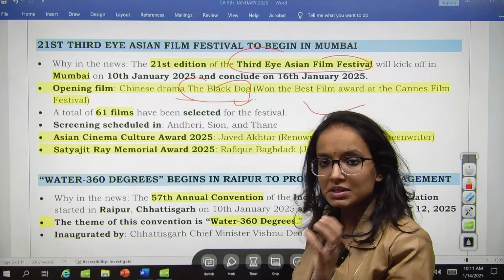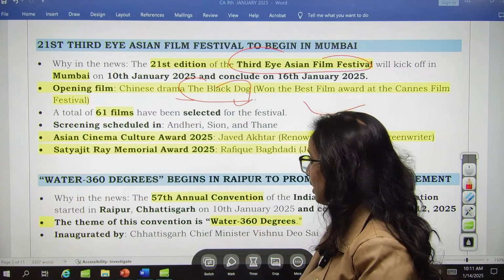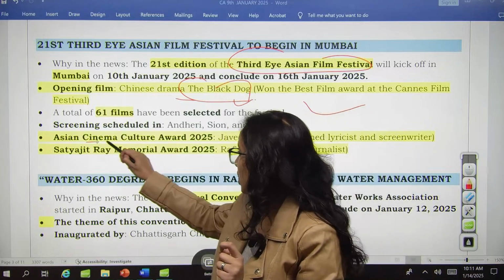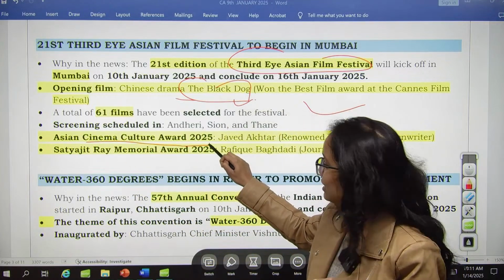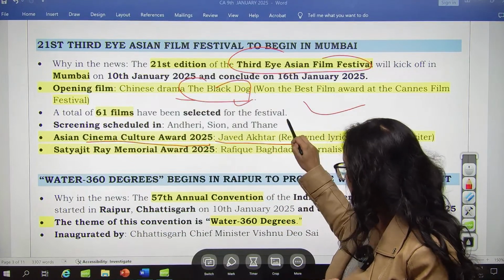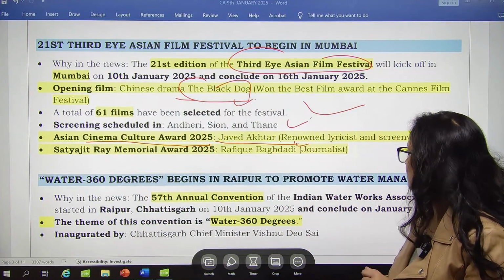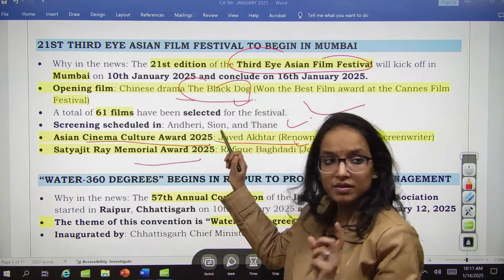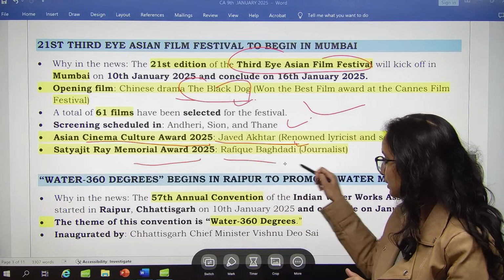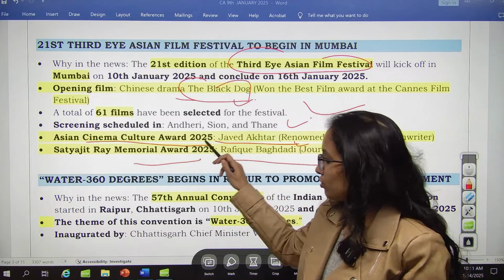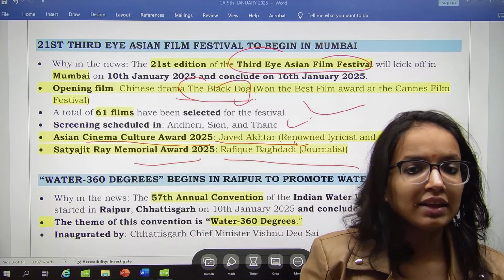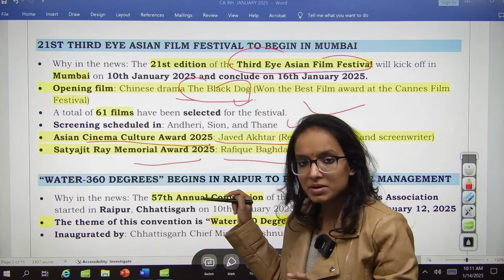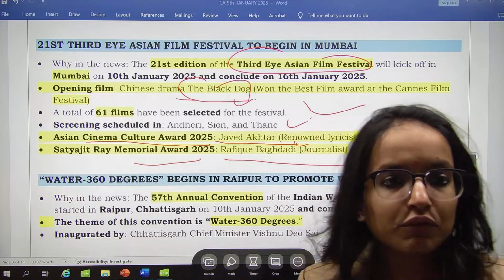Then a total of 61 films will be screened here. And in this event, remember, Asian Cinema Culture Award 2025 is to be provided to Javed Akhtar, who is a very renowned lyricist and screenwriter. And then Satyajit Ray Memorial Award 2025 in this event will be awarded to Rafiq Baghdadi, journalist. So remember these two awards. And I think this award, Asian Cinema Culture Award to Javed Akhtar, we have covered this earlier as well when it was proposed.